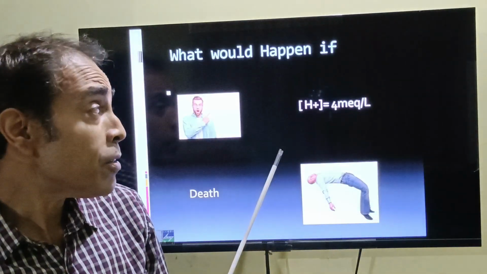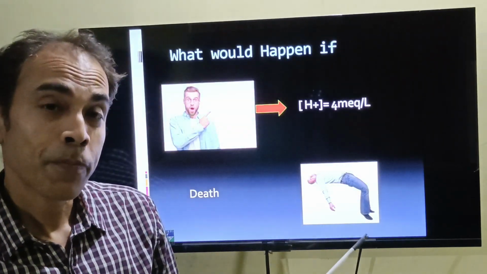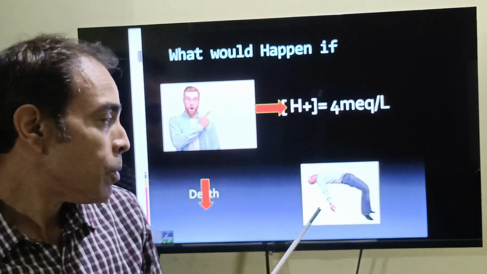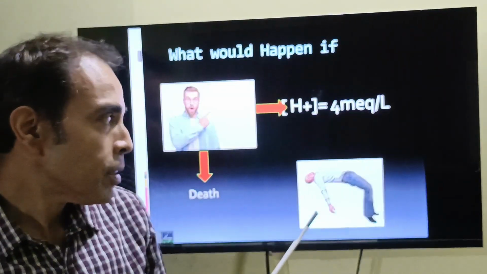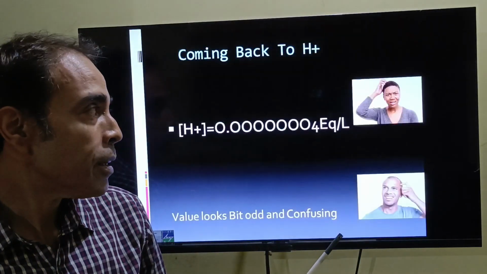What would happen if the hydrogen concentration goes to a single digit figure like 4? Unfortunately, we will not be surviving on this planet. We will always die on this planet. So it's so important that the hydrogen concentration in the blood is very small.